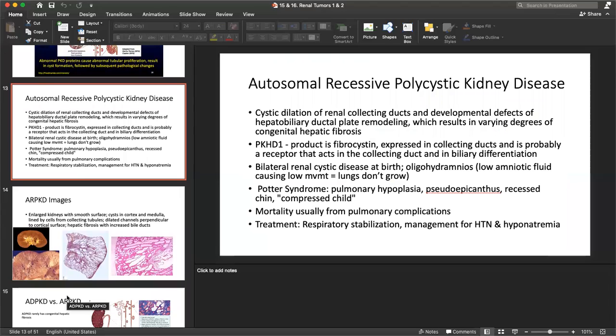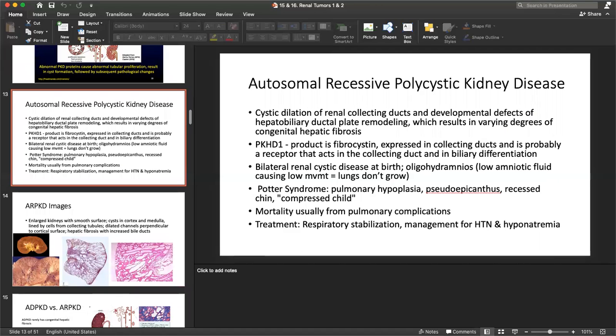Okay, autosomal recessive is a product of fibrocystin. It's PKHD1. So this is not going to be an adult presenting, but a child. They're going to have bilateral kidney disease at birth, and low amniotic fluid, causing not a lot of movement. A presentation may be Potter syndrome. And with Potter syndrome, mortality is usually from a pulmonary problem.